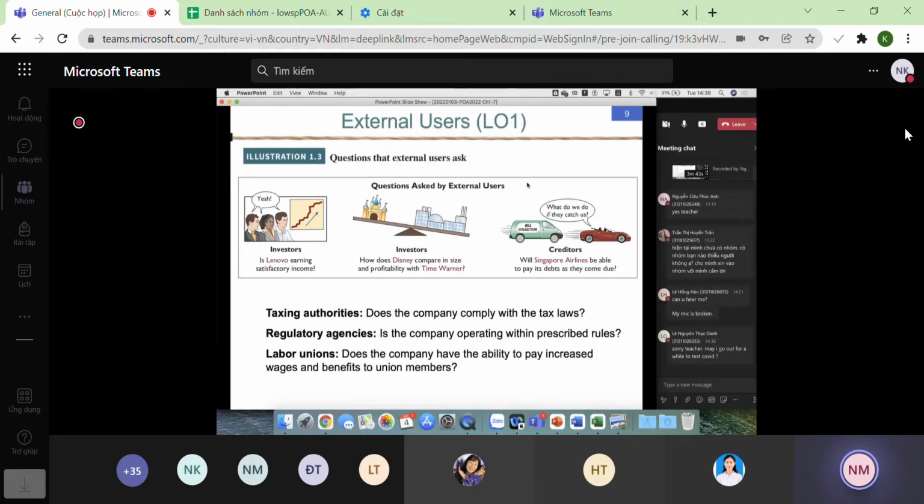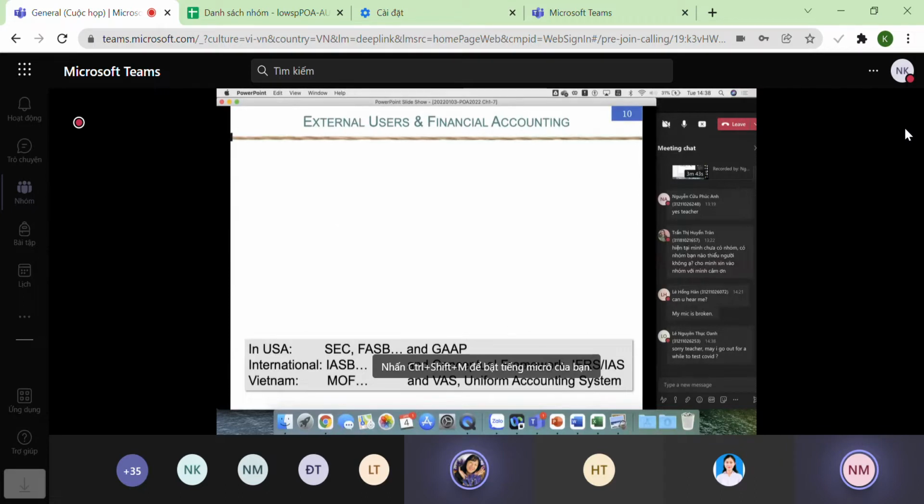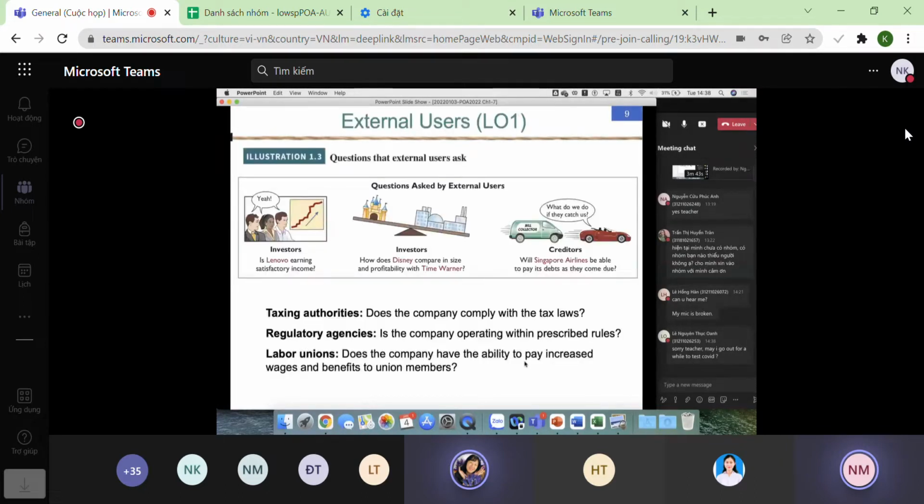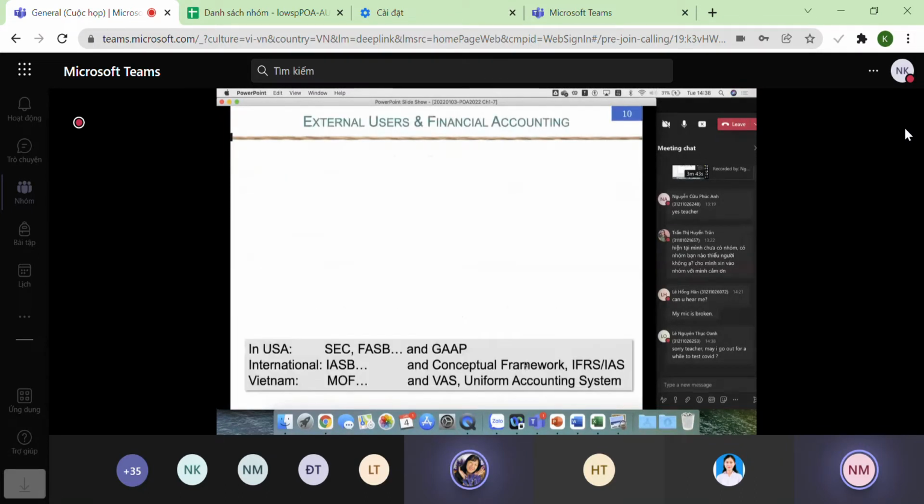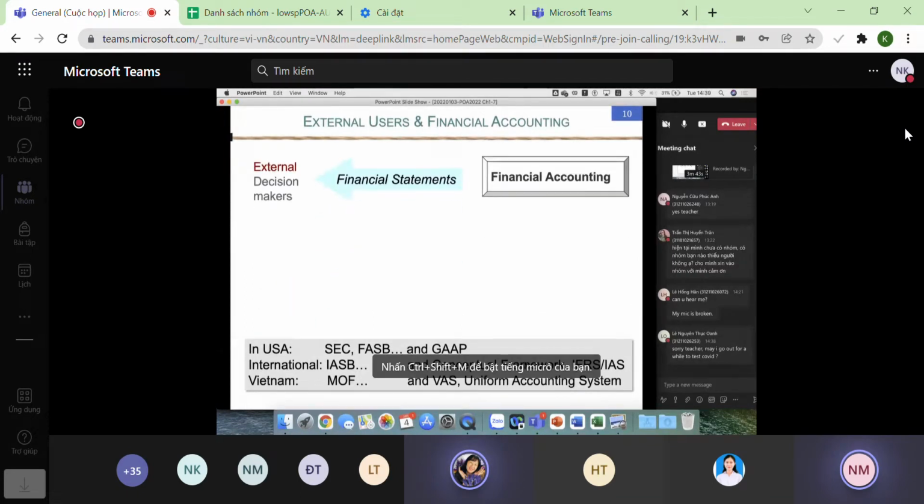So we focus on investors and creditors. The others have indirect benefit, so they also use the information from the accounting system, but they are not the main ones. The accounting system that provides information to the external users, we call it financial accounting.